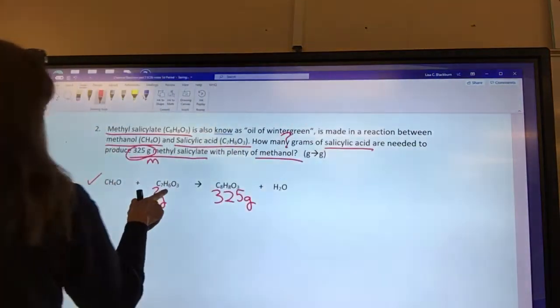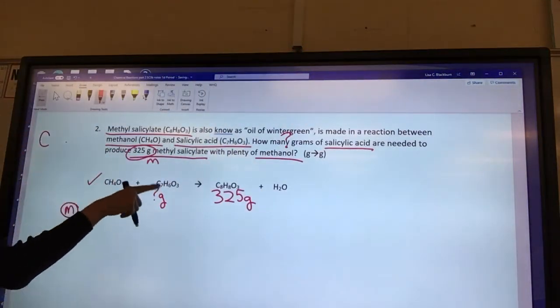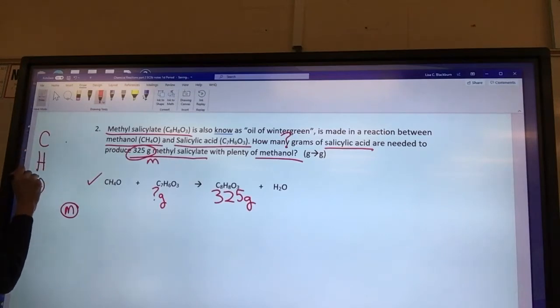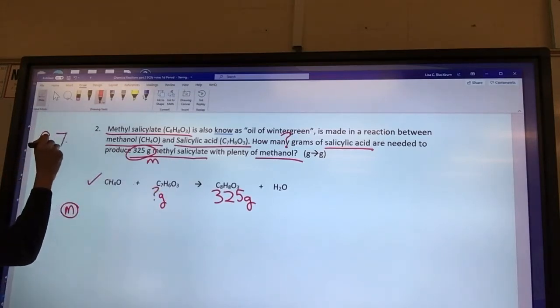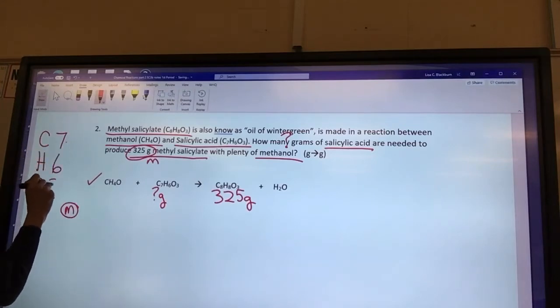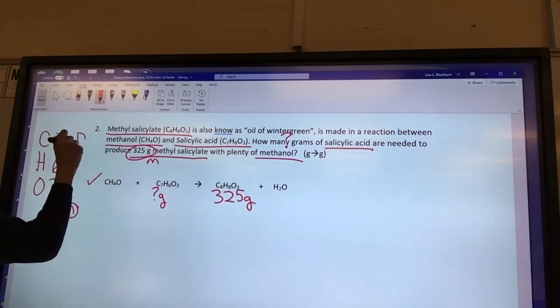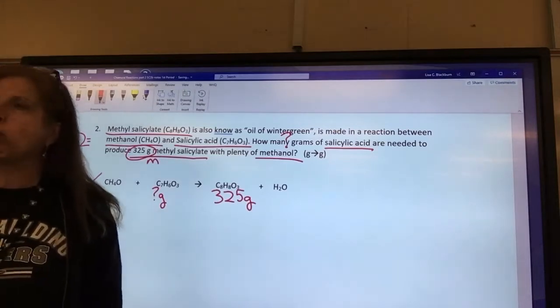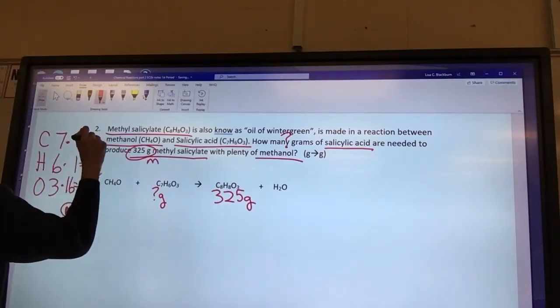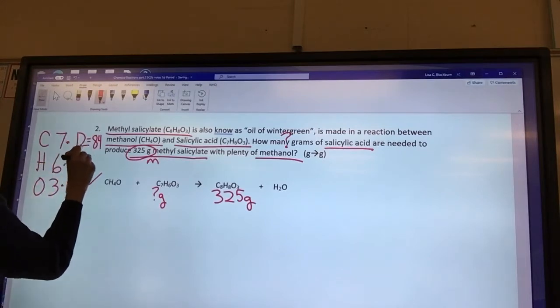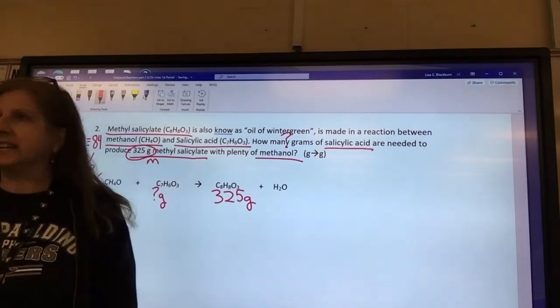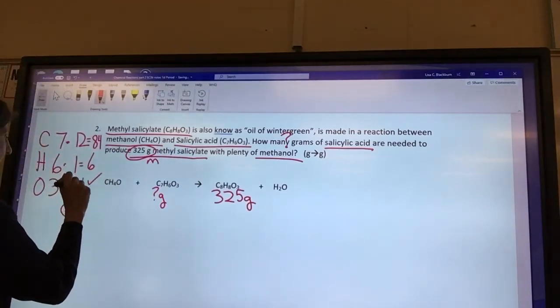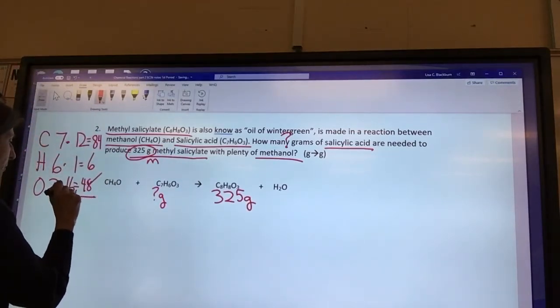Okay? So we're going to start over here with this one, and we're going to write vertically C, H, and O, and we're going to write how many we have. 7, 6, and 3. Then we're going to multiply it times its molar mass. And the molar mass of carbon is 12, hydrogen is 1, and oxygen is 16. So help me out. What's 7 times 12? 84. What is 6 times 1? 6. Very good. And what is 3 times 16? 48. Okay, so now we add them up, and what is it?